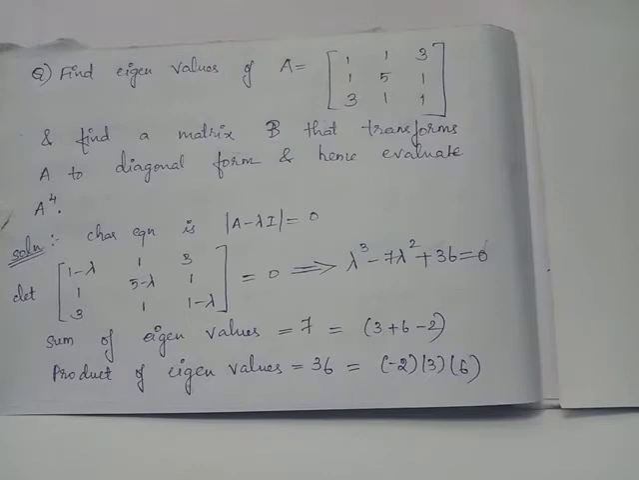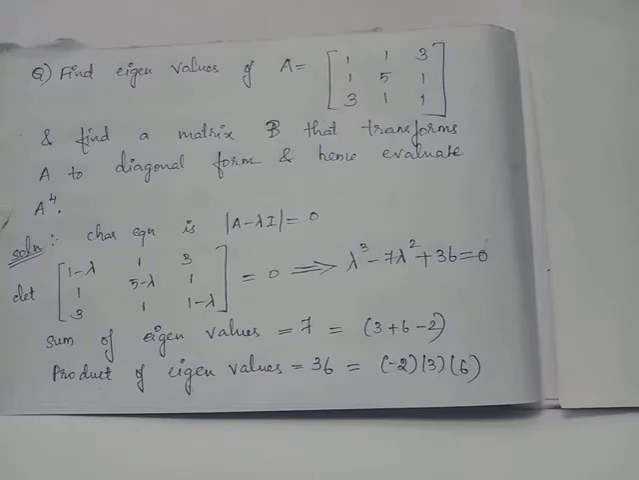The first step will be to find out the eigenvalues of matrix A. We make use of the equation determinant of A minus lambda I equals 0, which is the characteristic equation, and the roots of the characteristic equation are the eigenvalues. We obtain a cubic equation and we know that the sum of eigenvalues is the coefficient of lambda square with a minus sign multiplied to it. The product of eigenvalues is the constant term.